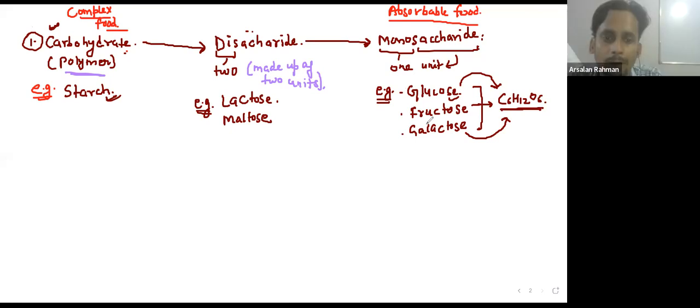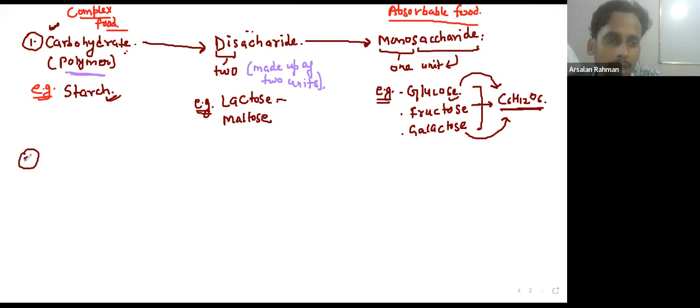Now let's move forward. What about protein? The second complex food we eat is protein. Let me remind you, lactose is found in milk. Maltose is found in chapati. Fructose is found in fruit. You can remember this.